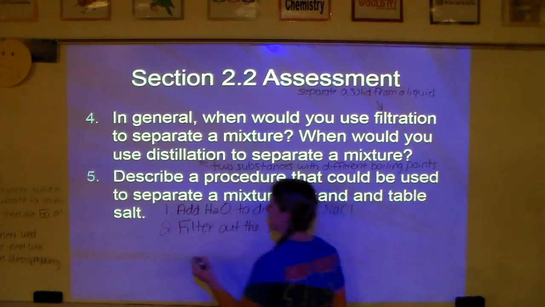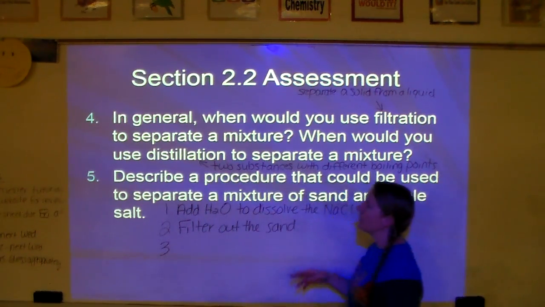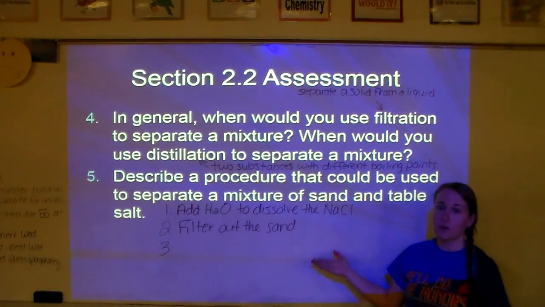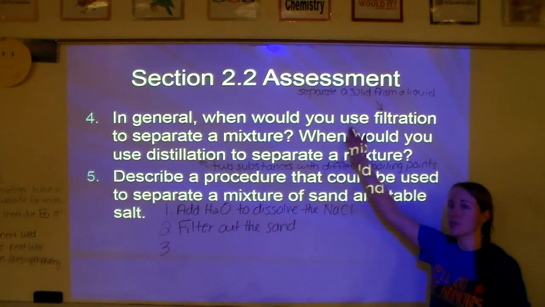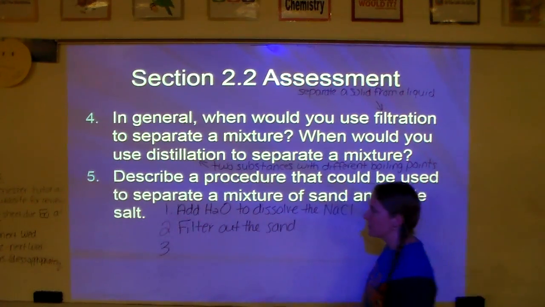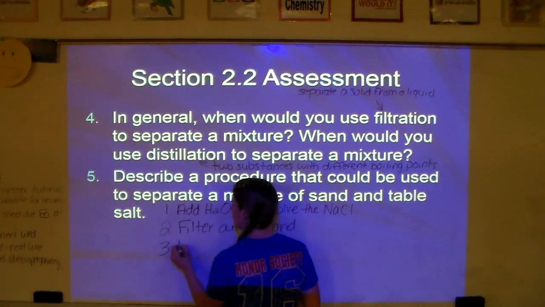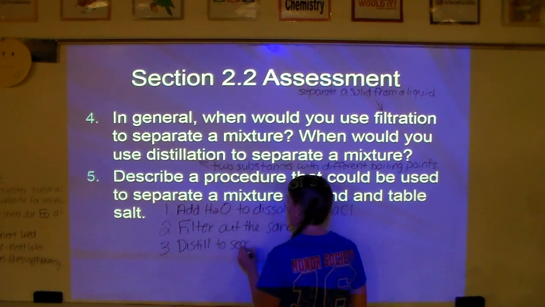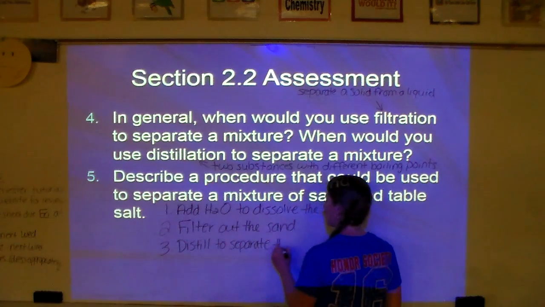So how can I separate that? Well, then what I could use is distillation. A lot of times students tell me you could evaporate the water. Of course, that's also an option, but I'm trying to use our techniques that we just learned. So then you could distill to separate the water and salt.